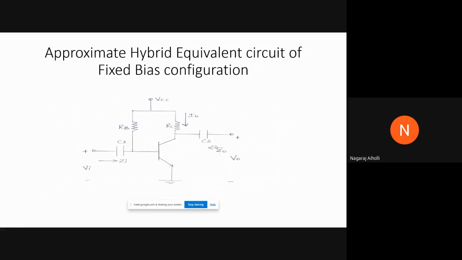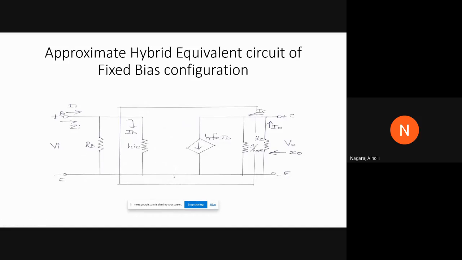This is the fixed bias configuration. This we have dealt with in module 1. We have resistance RB connected, and RC. There is no emitter resistance in the fixed bias configuration. Then this is our approximate hybrid equivalent circuit of the fixed bias configuration.